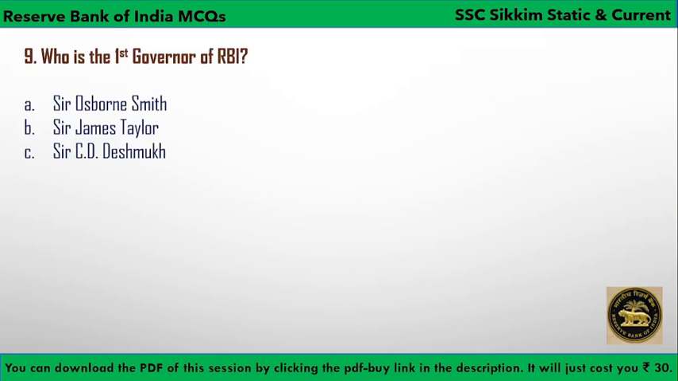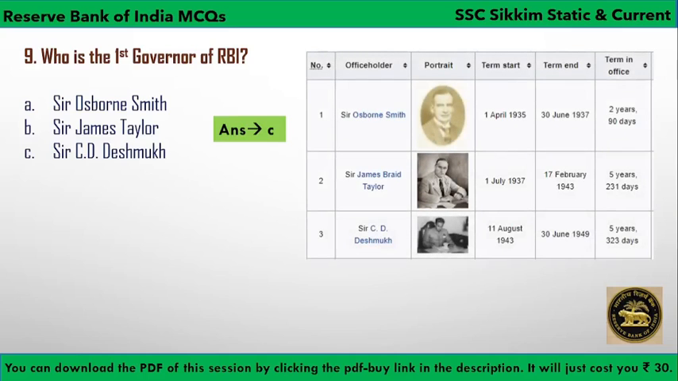Next question, who is the first governor of RBI? The correct answer to this question is C. The correct answer is A. Here is some mistype here. The correct answer is A, Sir Osborne Smith. Okay, Sir Osborne Smith is the first governor of RBI.